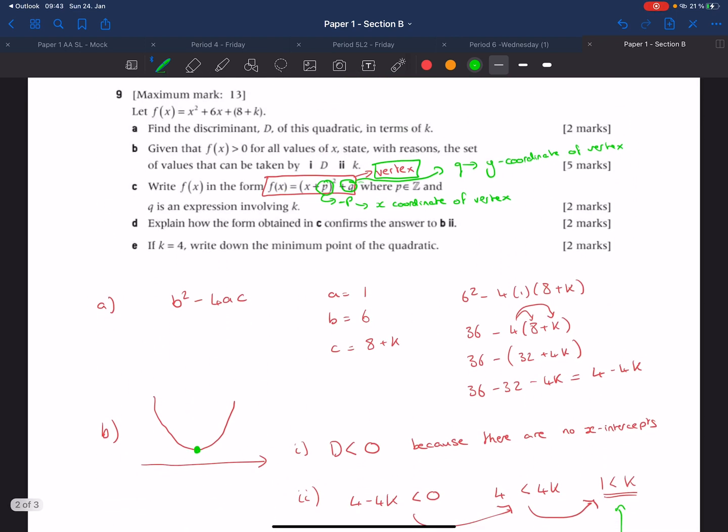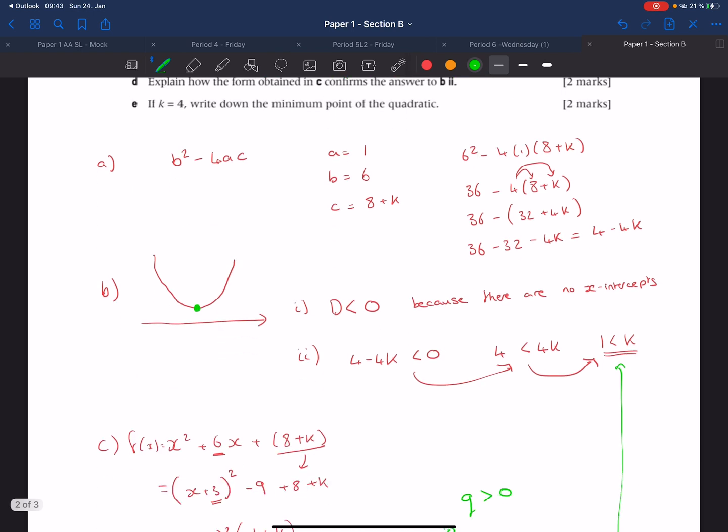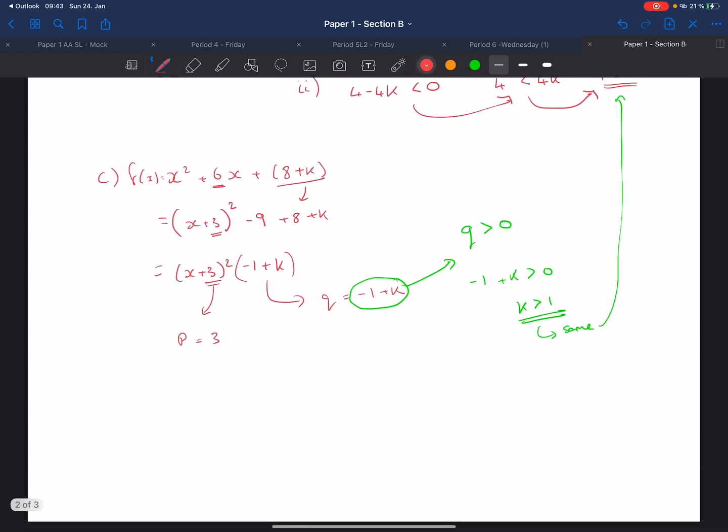Right, final question. It says, if k equals 4, write down the minimum point of the quadratic. Oh, that's nice. So now we're just going to take k is equal to 4. We know that our minimum point has an x-coordinate of -3. We always swap the sign on whatever's in the bracket for the x-coordinate. And then for the y-coordinate, I'm going to substitute 4 into q. So -1 plus 4 is equal to 3. I don't need to swap the sign on my y-coordinate. So my coordinate of my vertex is -3, 3.